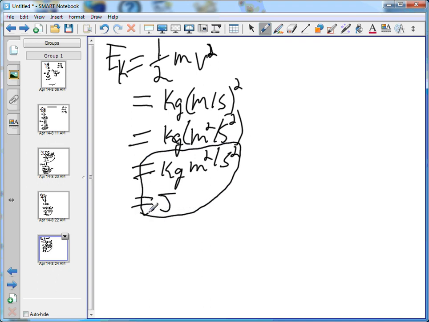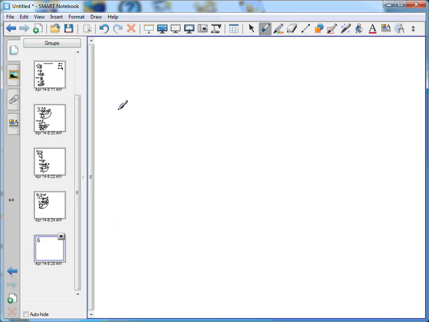Finally, the last equation that we are going to look at is the gravitational potential energy, EG. Okay? In other words, that's the energy that an object has, the potential energy it has, due to the gravity of Earth. So that is calculated by mass times g, the acceleration due to gravity, times the height that it is above the center of the Earth.